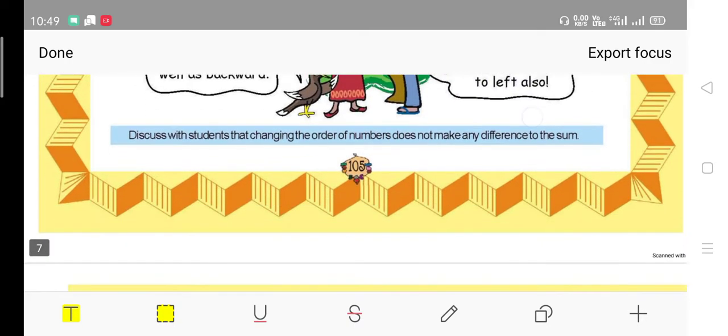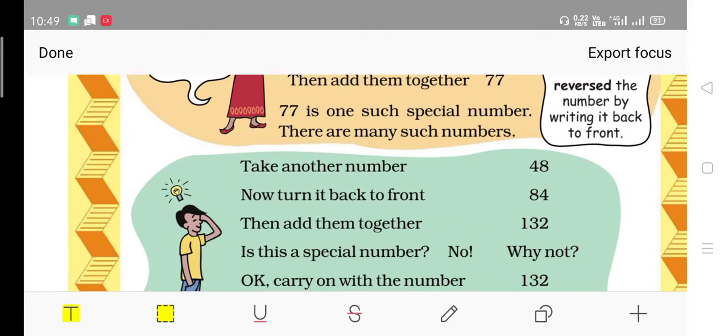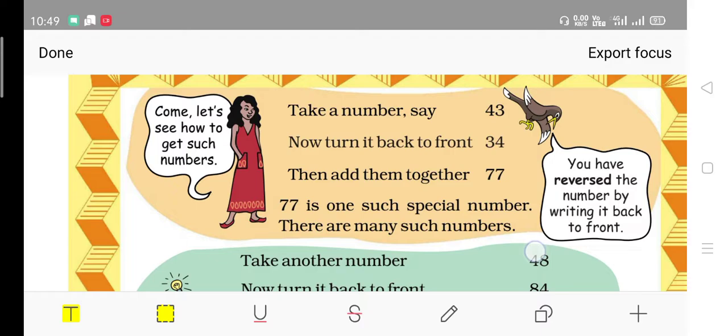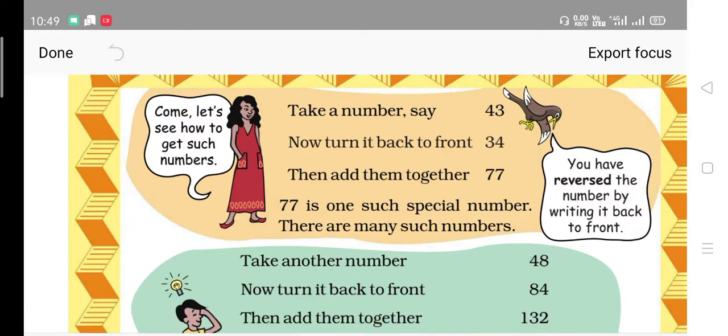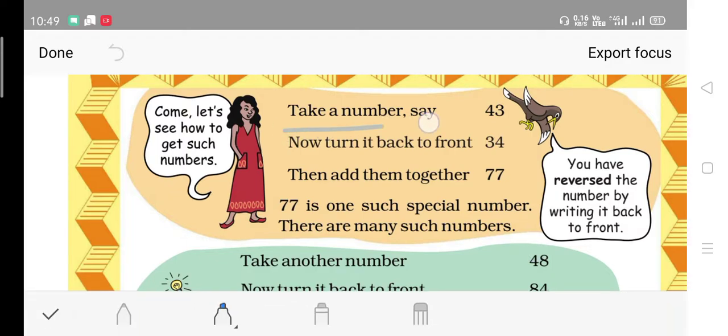Left and right seem the same. Now what is this? There are some numbers which on adding are something special. For example, take a number, say 43. You change the order of 43, it will change to 34. So here the number changes, right?